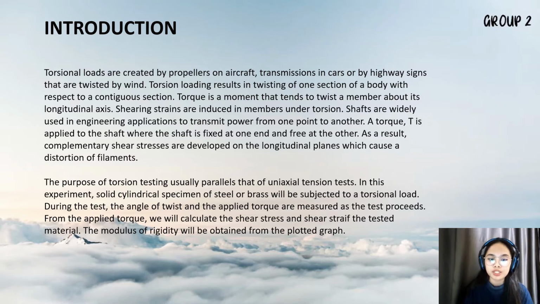The purpose of torsion testing usually parallels that of the uniaxial tension test. In this experiment, a solid cylindrical specimen of steel or brass will be subjected to a torsional load. During this test, the angle of twist and the applied torque are measured as the test proceeds. From the applied torque, we will calculate the shear stress and shear strain of the tested material. The modulus of rigidity will be obtained from the plotted graph.